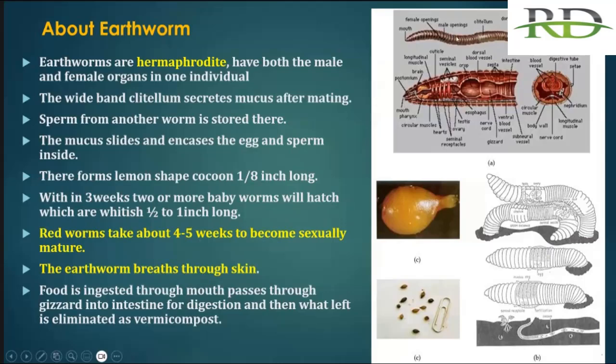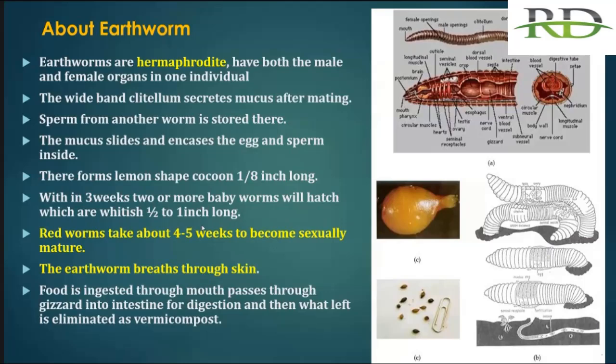After that, it produces eggs. The eggs move to the digestive organs, and that is where the cocoons are released. These cocoons are almost 1/8 inch long. After 3 weeks, 2 or more baby worms hatch, which are whitish, half to 1 inch long. These small baby worms grow into big earthworms. It takes 4 to 5 weeks, almost 1 month, to produce big worms.